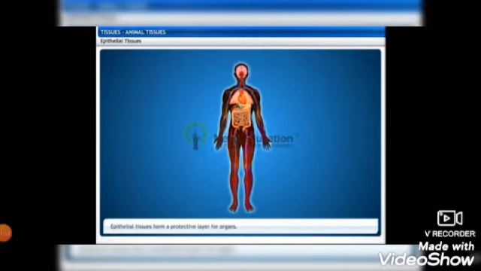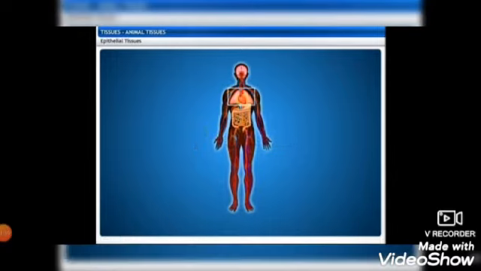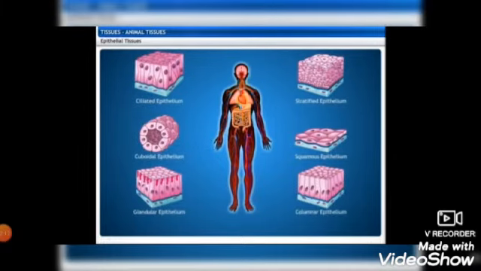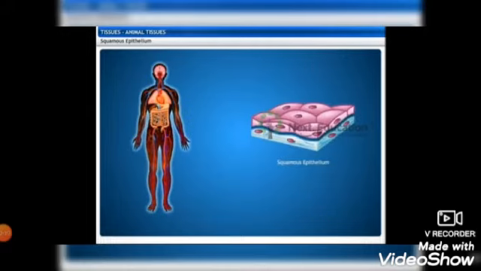Let's look at each tissue in detail. Epithelial tissues form a protective layer for organs. They act as a barrier to keep different body systems separate. Epithelial tissues are of different types depending on their shape and functions. Let's first look at the squamous epithelium cells.